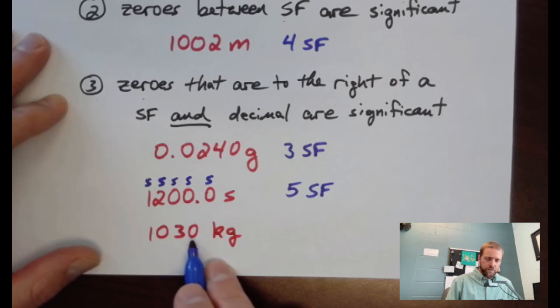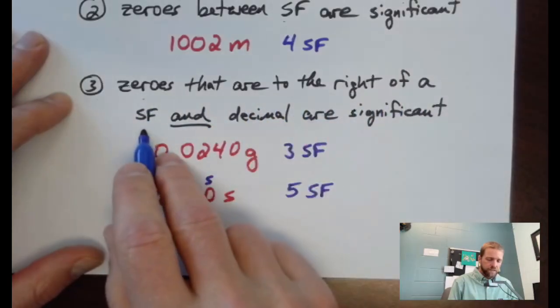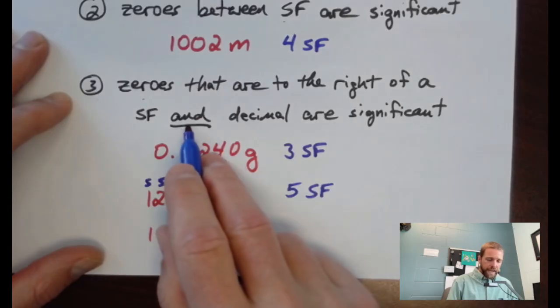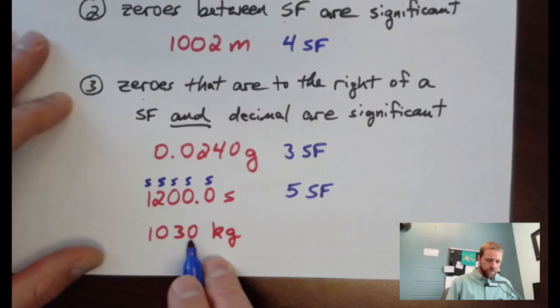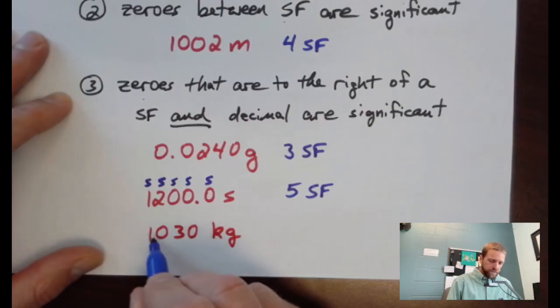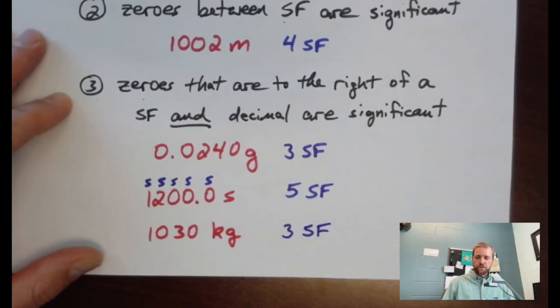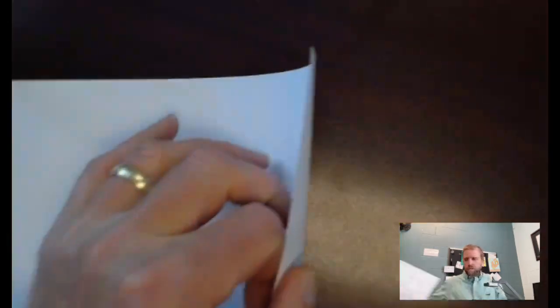So what about this one? Well, if we look at zeros that are to the right of a significant figure, well, it is to the right of a significant figure. And the decimal, well, it's not. There is no decimal. The decimal is implied to be here. It is not to the right of a decimal, so that one is not significant. So this one has 3 significant figures.